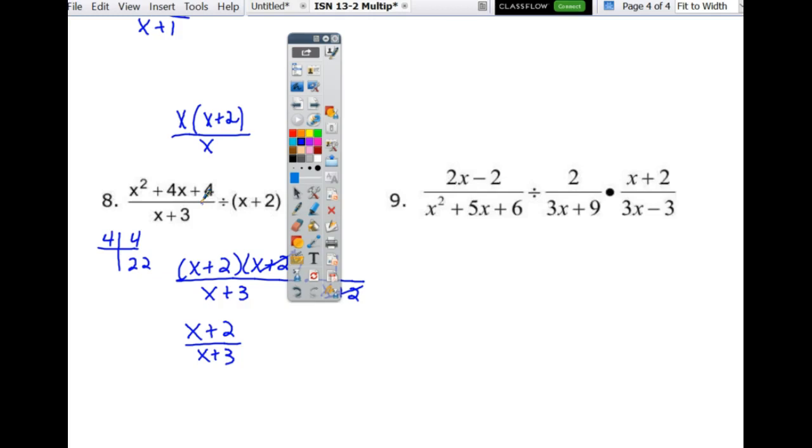Okay. So I'm going to start with this one right here. So on top, 2x minus 2. What do we have in common? 2. So if I take out the 2, okay, so on bottom, I'm going to factor this. So that's A times C. So it's 3 and 2.